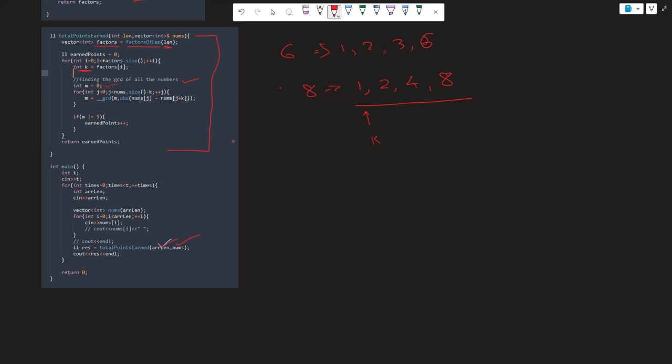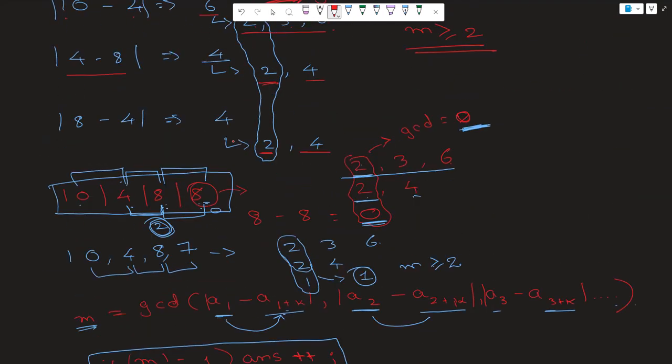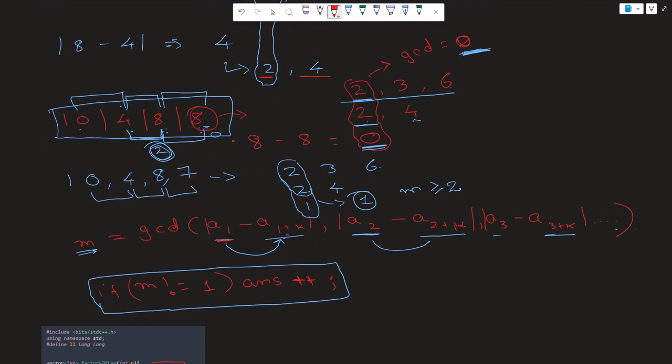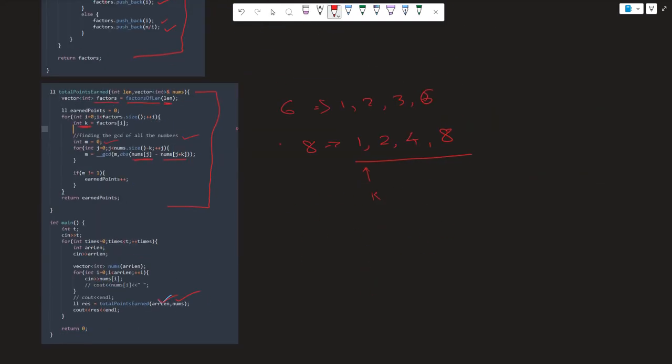Now m is started with 0. Now what are we doing? m is the GCD with the absolute value of the current value and the value at j plus k, meaning every group's positional value. As we already saw, if I'm considering the first value, then we go to the next group's first value. So if j is 0, then the next group's value is at 0 plus k, the next group's first value, and we are finding the GCD with that. Now if the GCD is not equal to 1, we say that we have earned a point and increase the value, and at last we return the points and print the result.